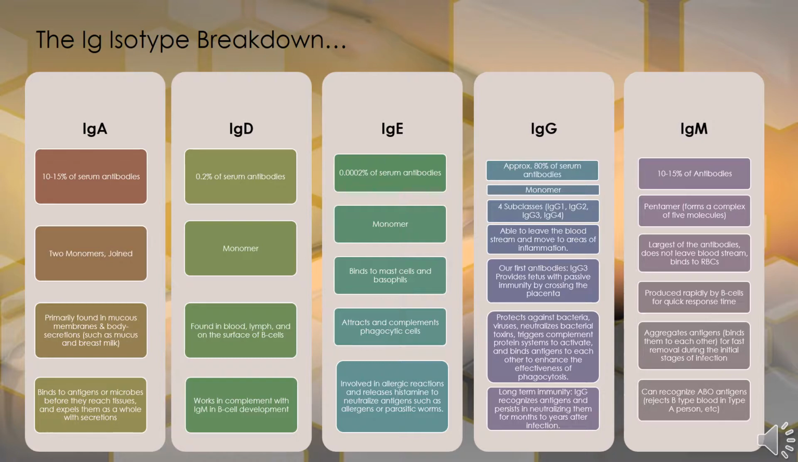IgM can recognize ABO antigens or blood types. This is what's responsible for an A-type person rejecting B-type blood.